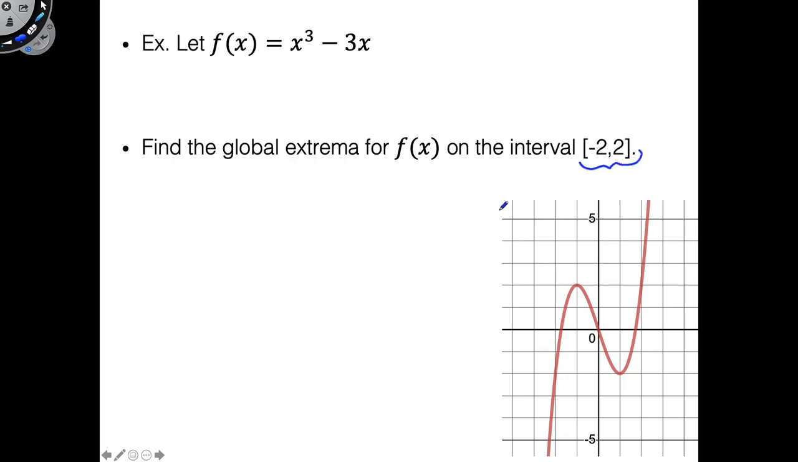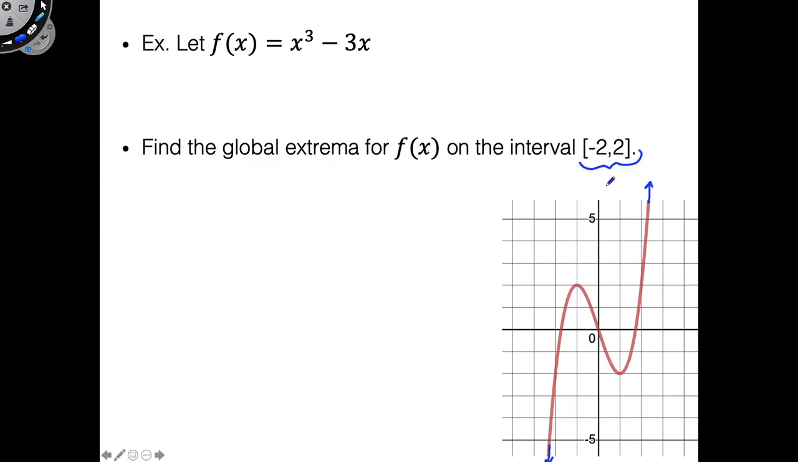Now, this is the most common type of problem you're going to see, where you're given this kind of closed interval. The reason that works, right, is because if you remember back to this graph, there is actually no absolute max or absolute min, because this goes up to positive infinity, and this goes down to negative infinity. So there's no one biggest or smallest value.